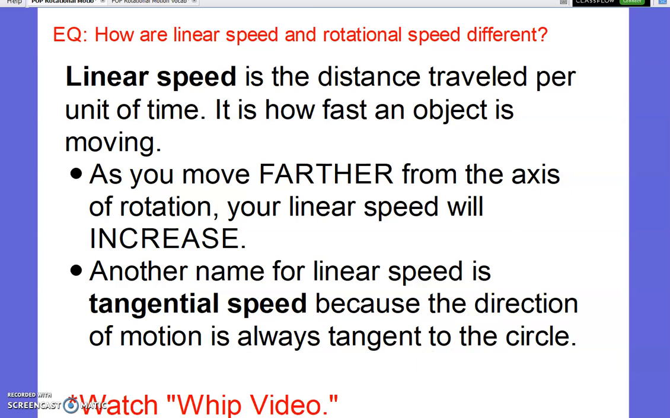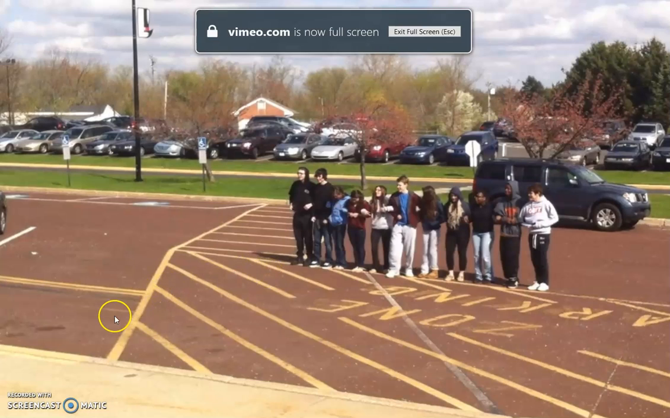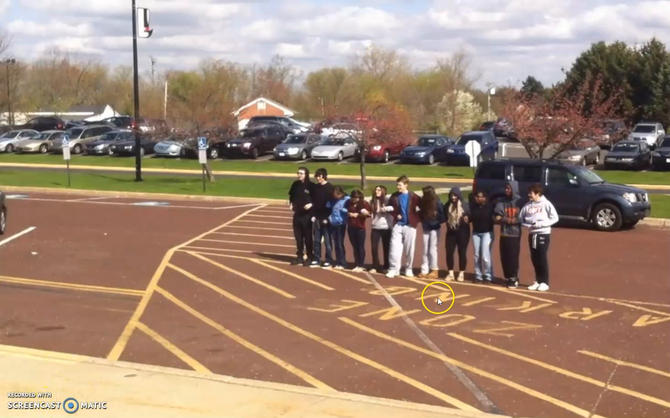To demonstrate this, I have a short clip of some students doing the whip. You may have done this before if you've ever been ice skating. A lot of times it's done while ice skating. And the students are joining hands and they're going to move, trying to stay in the same line as they move in a circle.